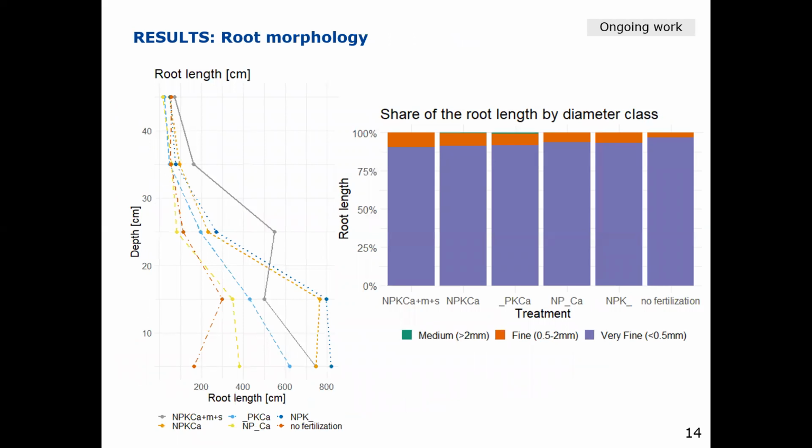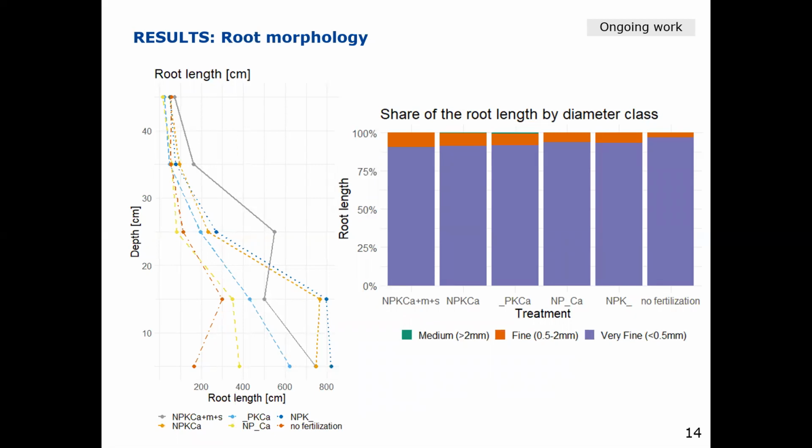In this slide, we present the result of the root length on the left side and the distribution of the roots by diameter of winter wheat on the right side. I have to mention that these are preliminary results because the washing and sorting process is not yet completed. That also explains the missing mixed P omission treatment in the analysis.